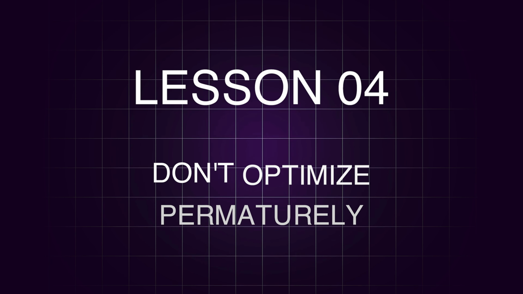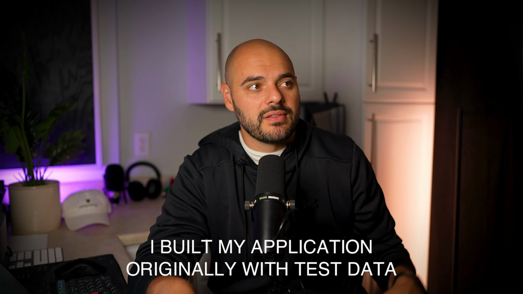Now, lesson 4 is don't optimize prematurely, but think about scale. I built my application originally with test data, like I was saying before: a few restaurants, fake orders, fake traffic. It worked perfectly in our test and staging environment, but I never considered what would happen with hundreds of restaurants and hundreds of thousands of concurrent users, and whether we would run into latency issues with our third-party application.